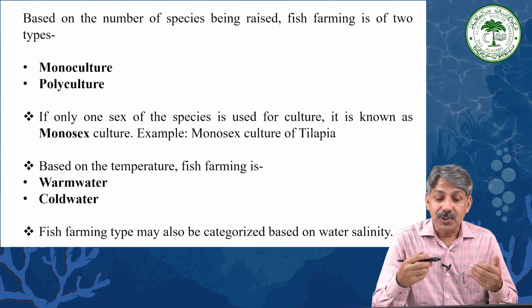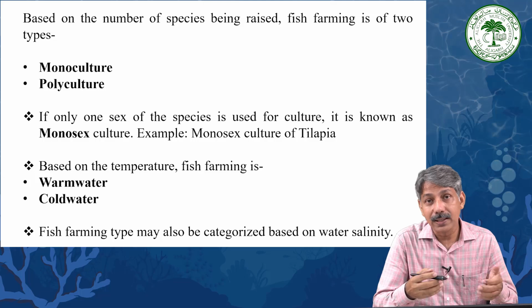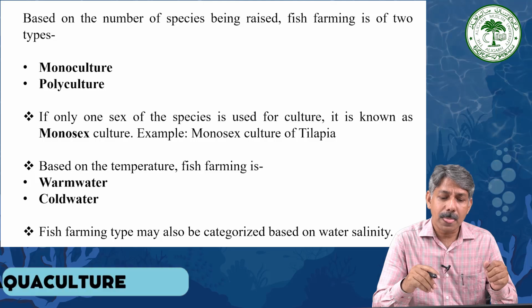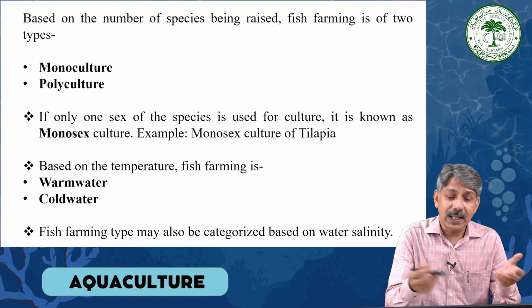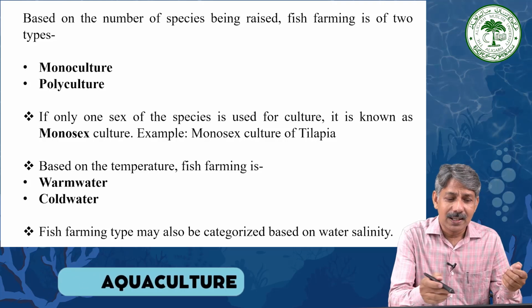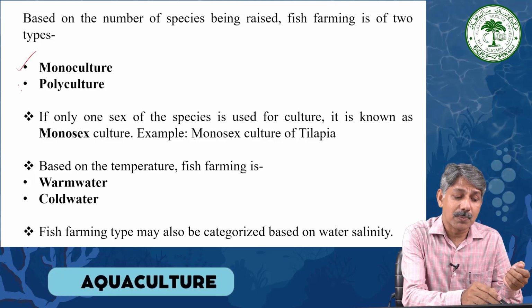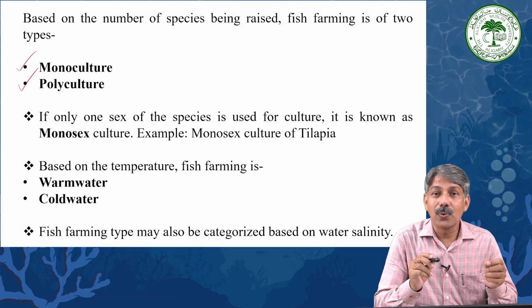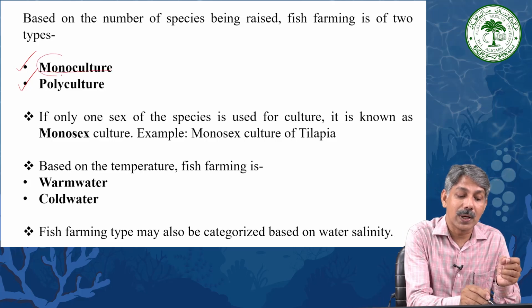Based on the number of species being raised, that was the categorization provided by FAO, and we have explained and understood the basic concepts. Now I told you that there may be different criteria of categorization, and we can categorize by taking any criteria. For example, by the number of species being raised, fish farming is of two types: monoculture or polyculture. When we raise only one species of fish in the water body, it is known as monoculture. In fact, here you can read this mono as monospecies.